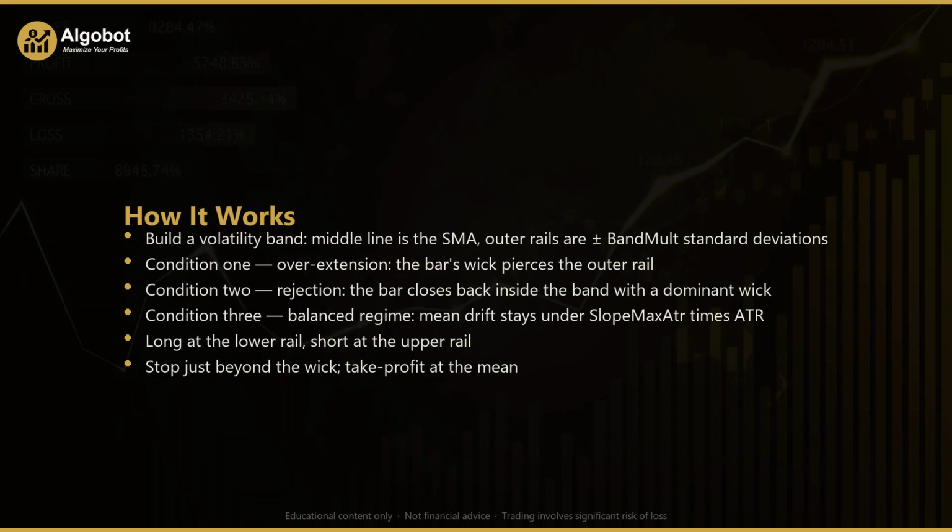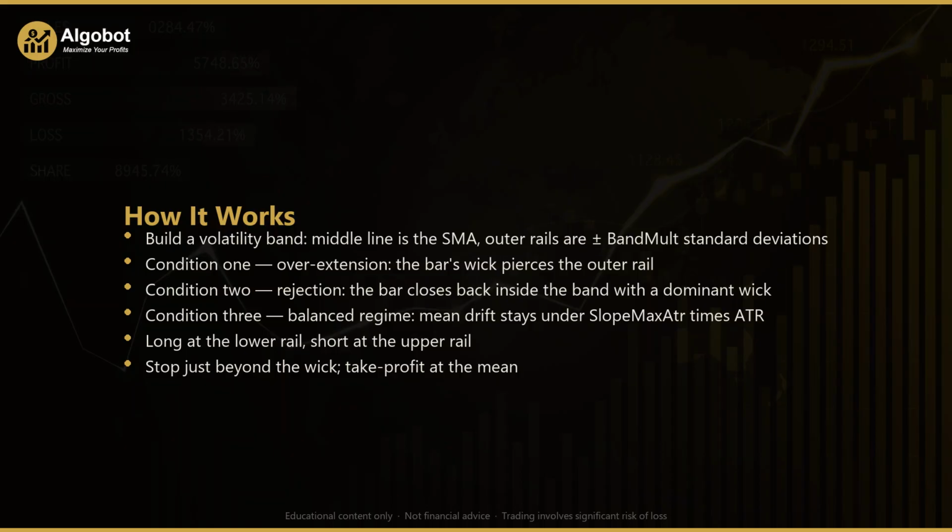On every new bar, the strategy works with the most recently closed candle, never the one still forming. First, it constructs the volatility band. It takes the last 20 closing prices by default and calculates their simple moving average. That average becomes the middle line, or the mean. It then measures the population standard deviation of those same closes, multiplies it by the band multiplier, which defaults to 2.2, and adds and subtracts that from the mean to create the upper and lower rails.